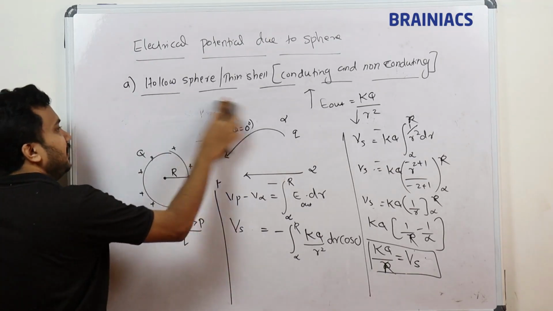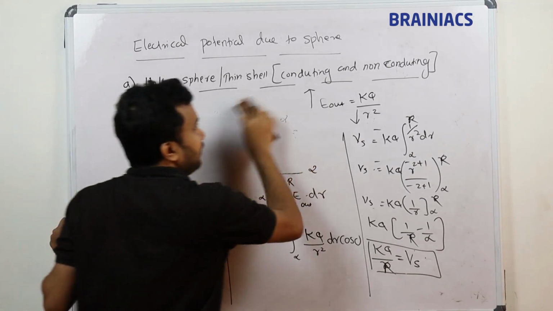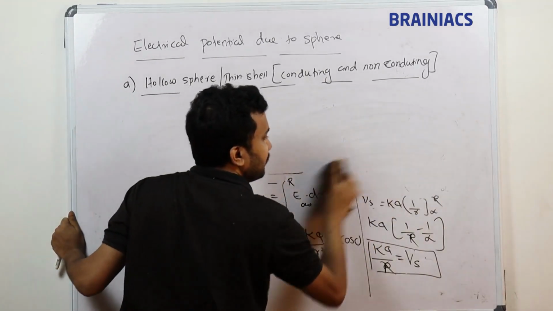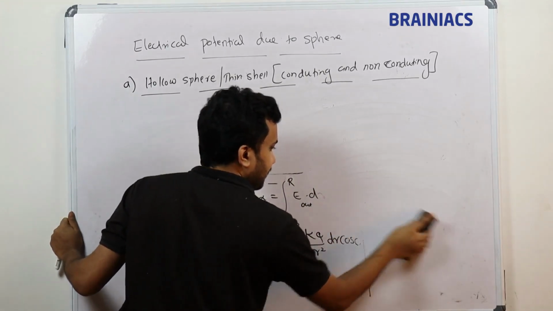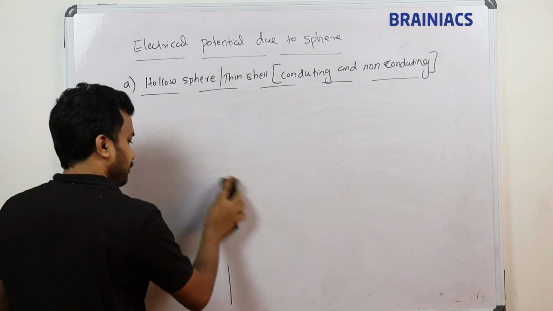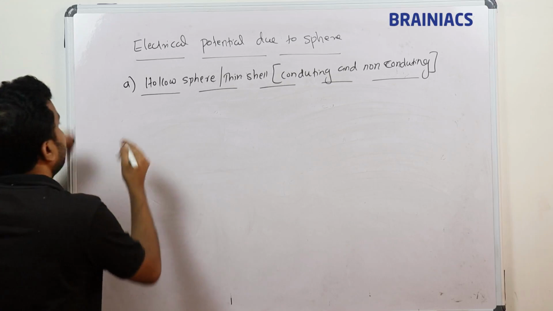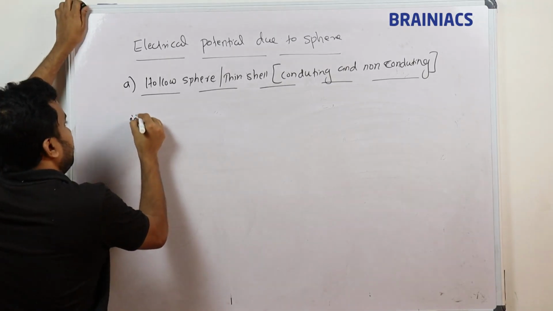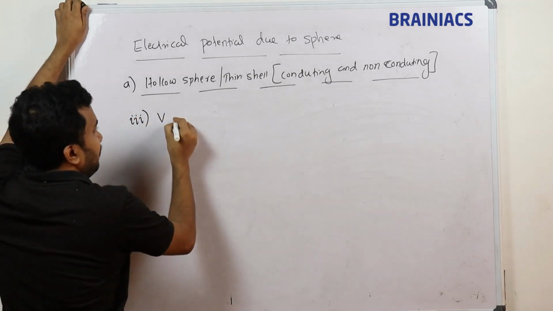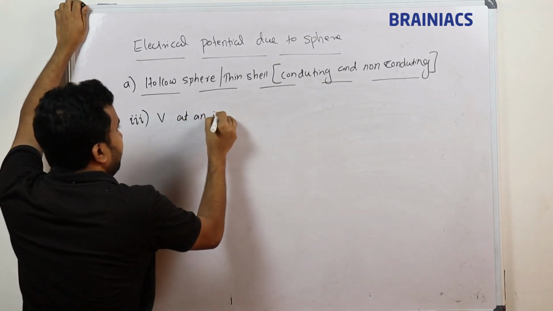So we'll go to the third heading. What is the third heading? Now we have found the potential at an outside point and the potential at the surface, and we are going to find the potential at inside positions. So the third one: electrical potential at an inside point.